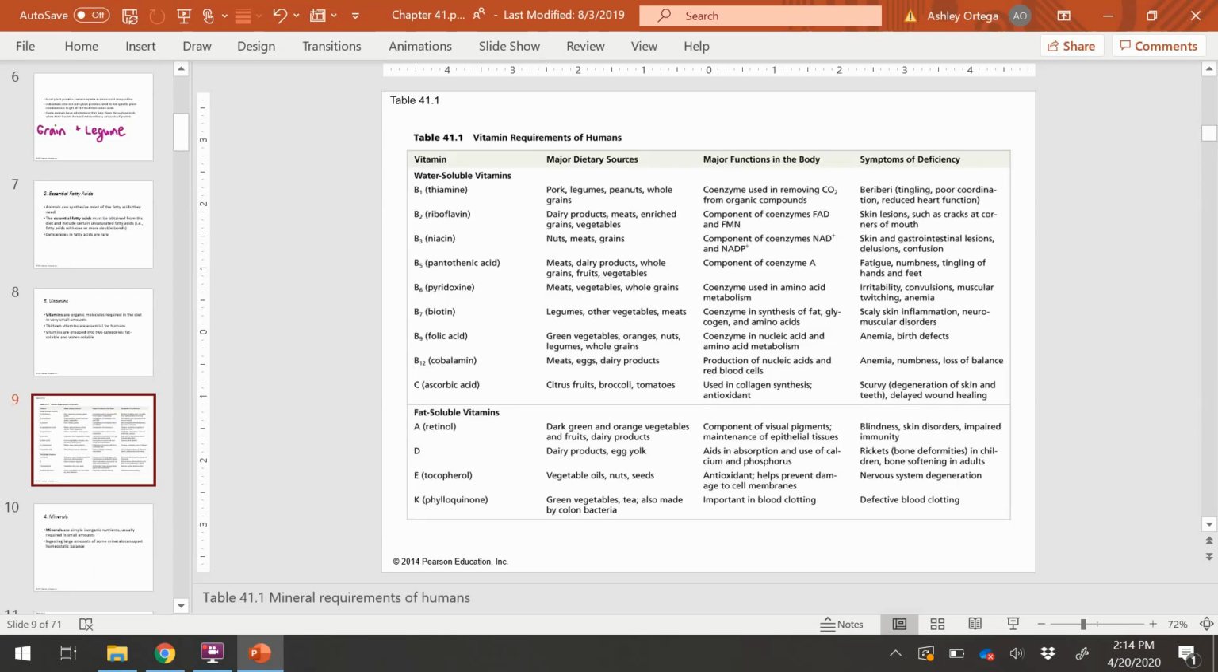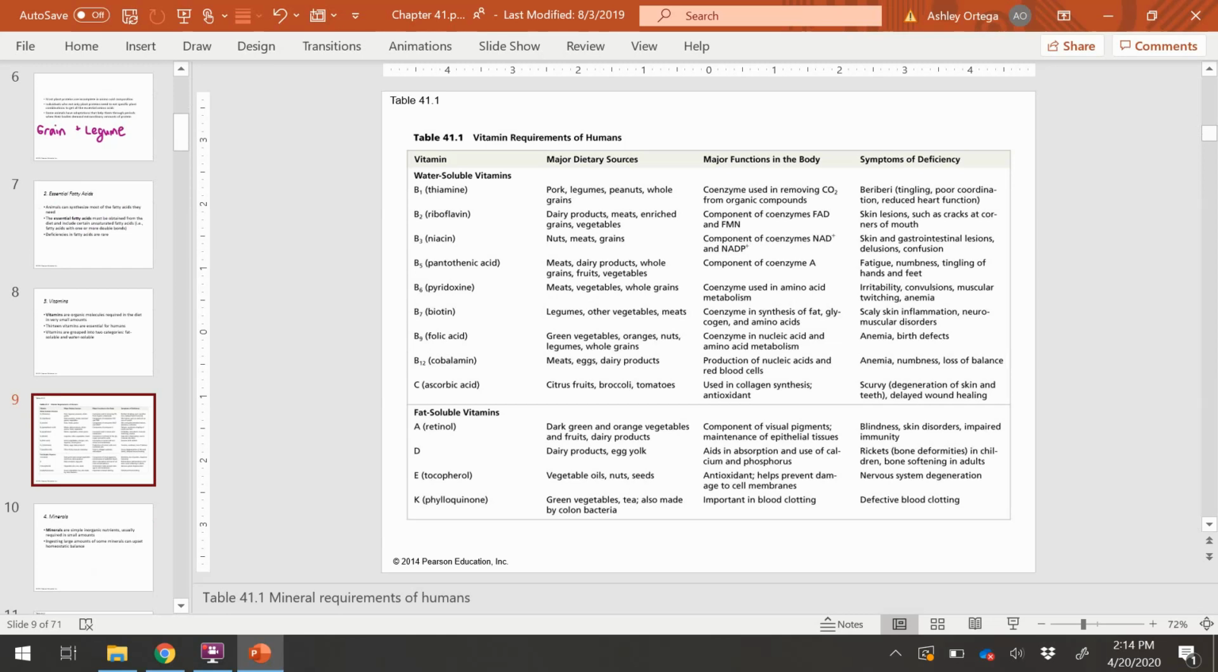There are 13 vitamins essential for humans, and these are grouped into fat-soluble versus water-soluble. You can see those here. So water-soluble vitamins include the vitamin Bs 1 through 12 and vitamin C. Then fat-soluble vitamins, vitamins A, D, E, and K.